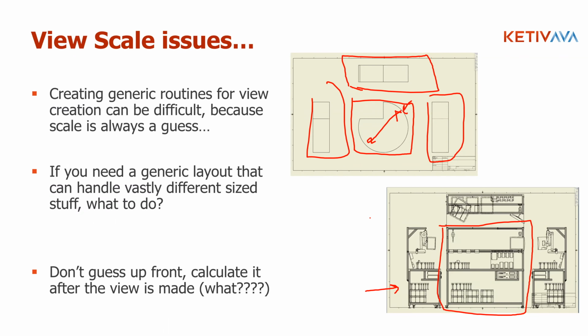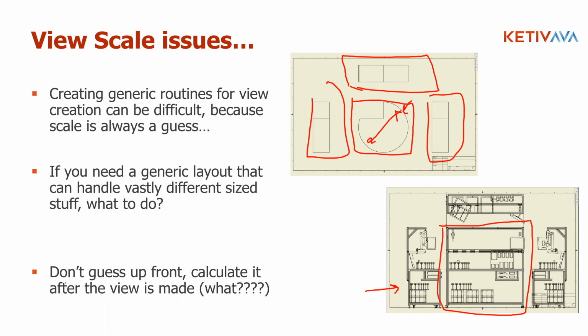Now, part of the reason that they struggle with this is that you would think you could go to the Inventor assembly and say, give me a bounding box of this, and then calculate an accurate view scale from that. The reality is that it's really not that simple. That bounding box is sometimes approximate, and calculating the view scale to create the view up front can be difficult.